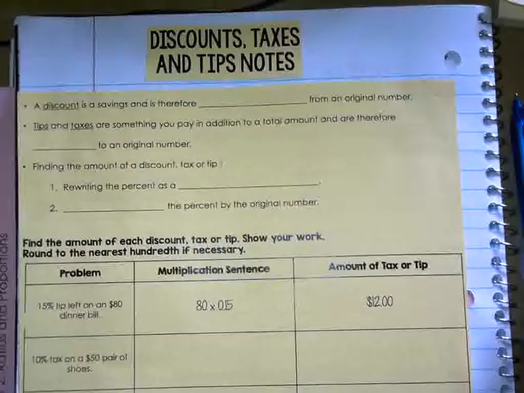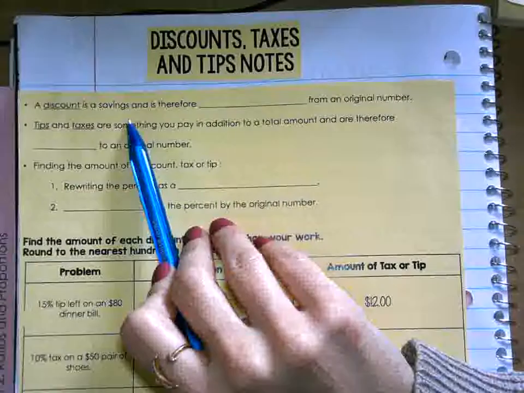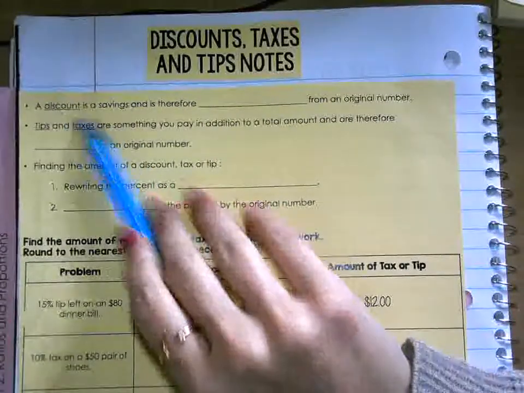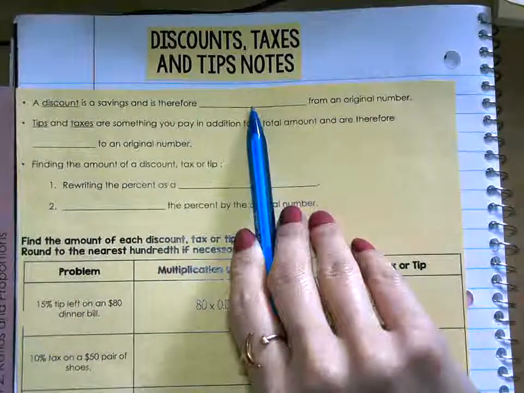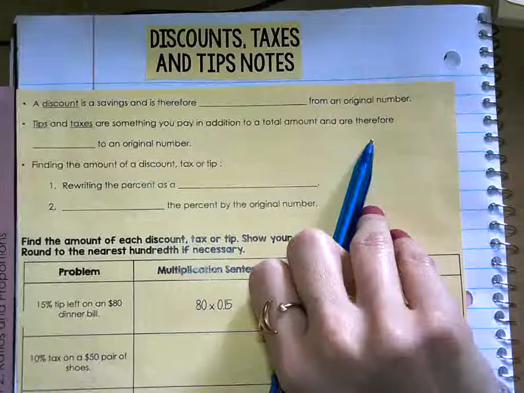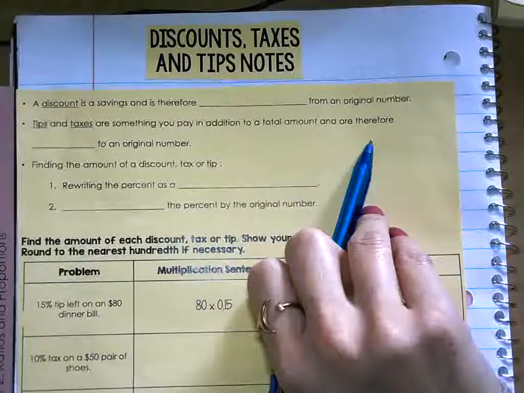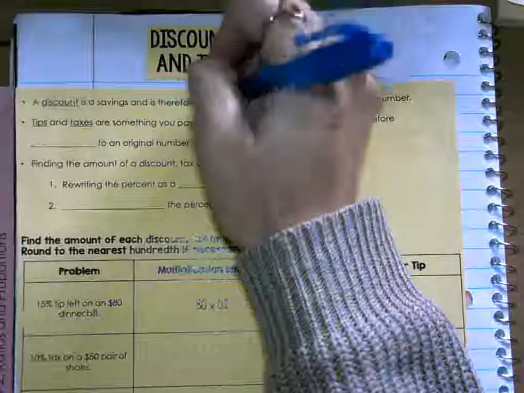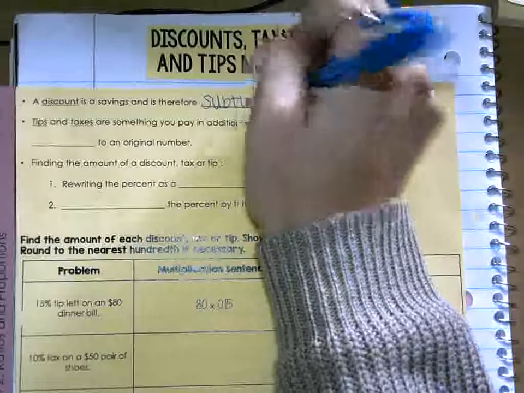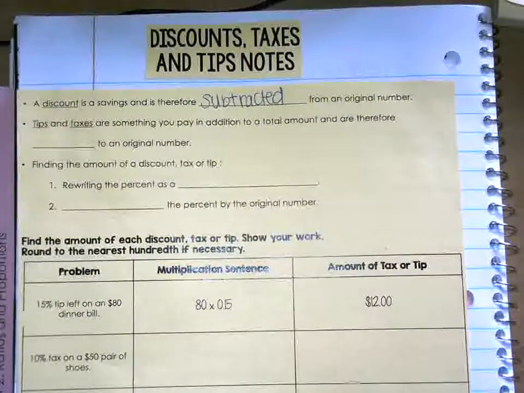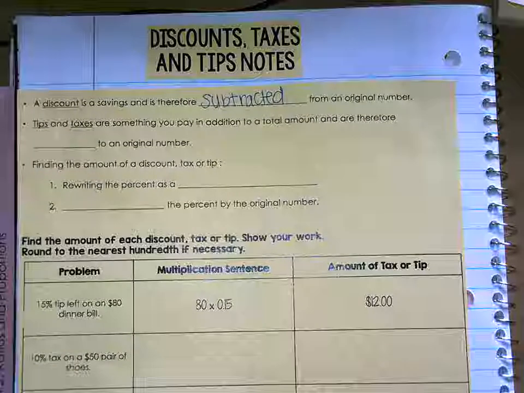Okay, so here are a few notes that we need to write. A discount is a savings. So if I am saving money, therefore, it has to be what from the original number? My discount has to be less. So what operation do you think we do? You need to subtract. So a discount is a savings and therefore is subtracted from the original number.